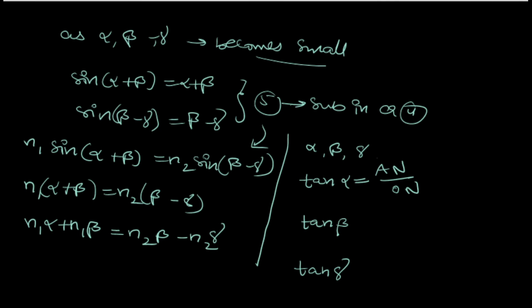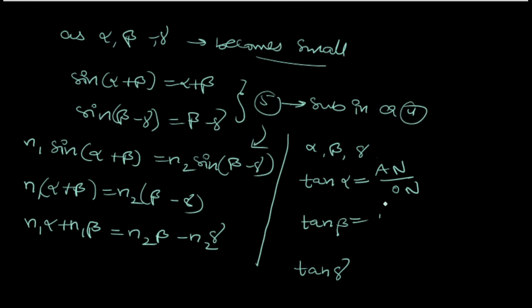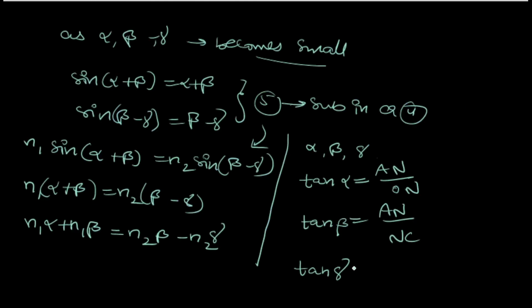And coming to tan beta. What is tan beta we have? Here we have the angle beta. Tan beta will be AN by NC. And coming to tan gamma, what is tan gamma we have? Here we have the angle gamma. Tan gamma will be equal to AN by NI.